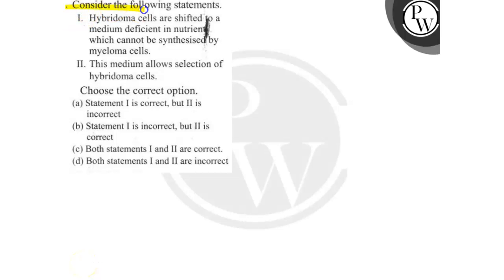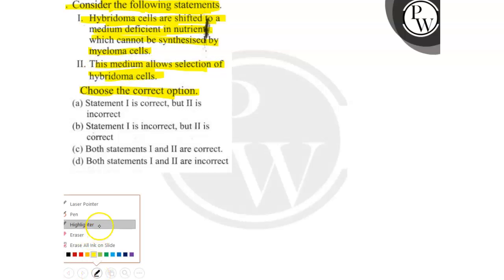The question says, consider the following statements. So there are two statements given here. You have to choose the correct option from these four options. The first one says hybridoma cells are shifted to a medium deficient in nutrient which cannot be synthesized by the myeloma cell. Then this medium allows the selection of the hybridoma cell. So let's see, which one of the following is correct?